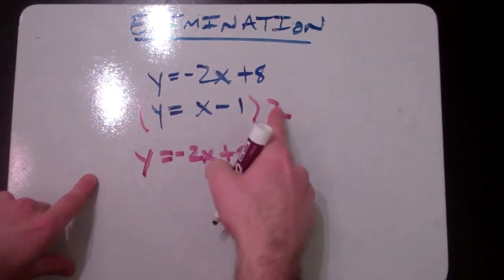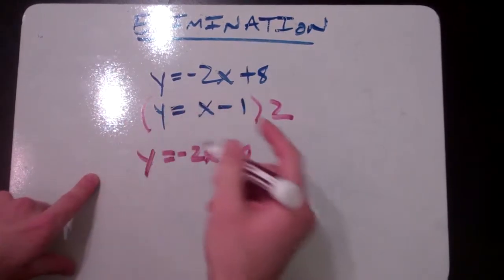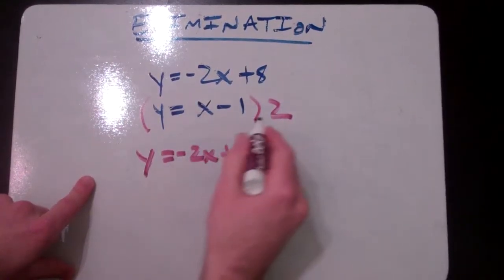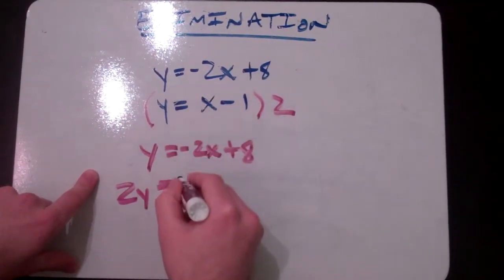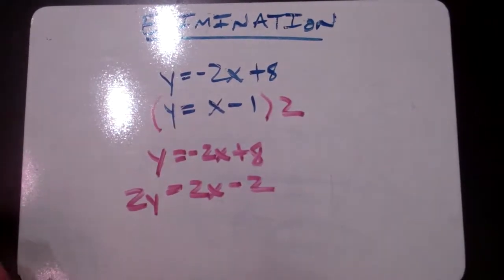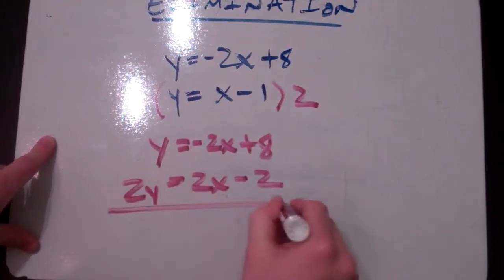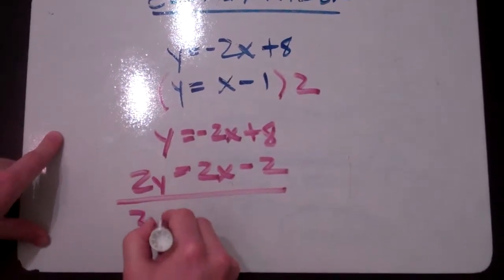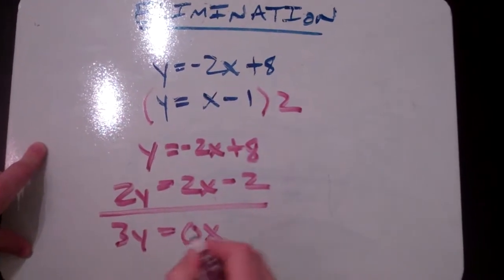And now I'm going to multiply this 2, distribute it throughout this second equation to make sure I get a positive 2x. So 2 times y is 2y. 2 times x is 2x. 2 times negative 1 is negative 2. And now I add the two equations. This is what it looks like. Y plus 2y is 3y. Negative 2x plus 2x. Uh-oh. X's are gone. 0 x's.